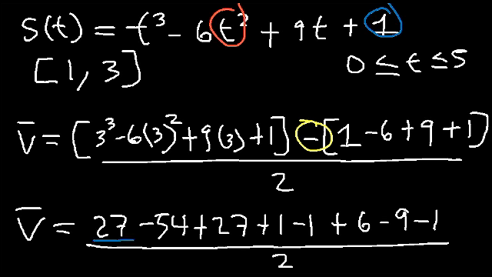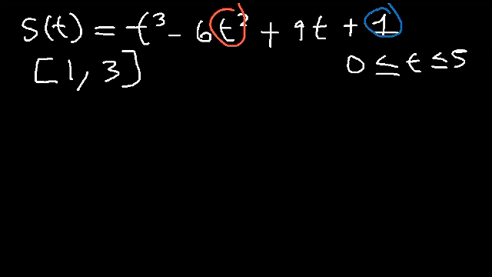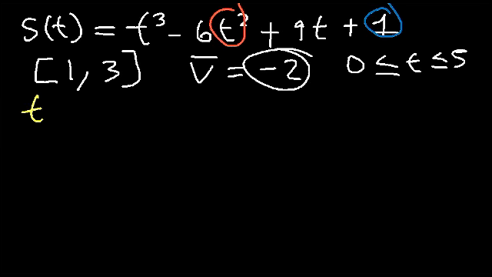27 plus 27 is 54, and that cancels with the negative 54. 1 minus 1 is 0, so that cancels. And then 6 minus 9 is negative 3. Negative 3 minus 1 is negative 4. Negative 4 divided by 2 is negative 2. So the average velocity in these 2 seconds is minus 2. Now what about the instantaneous velocity at t equals 2?